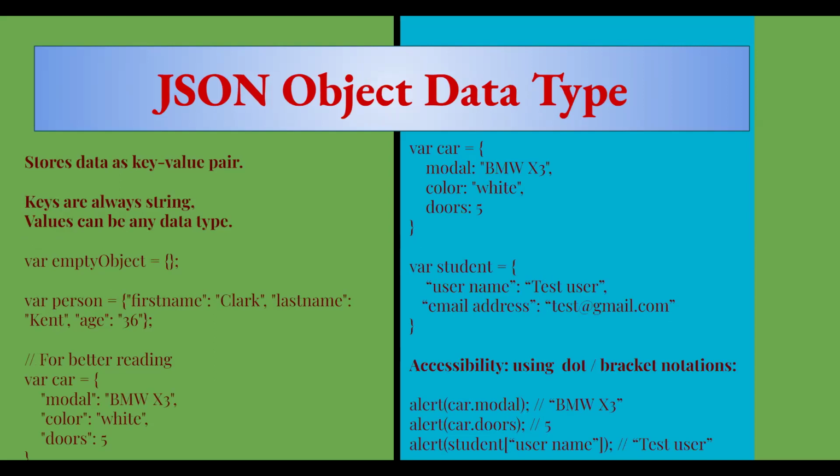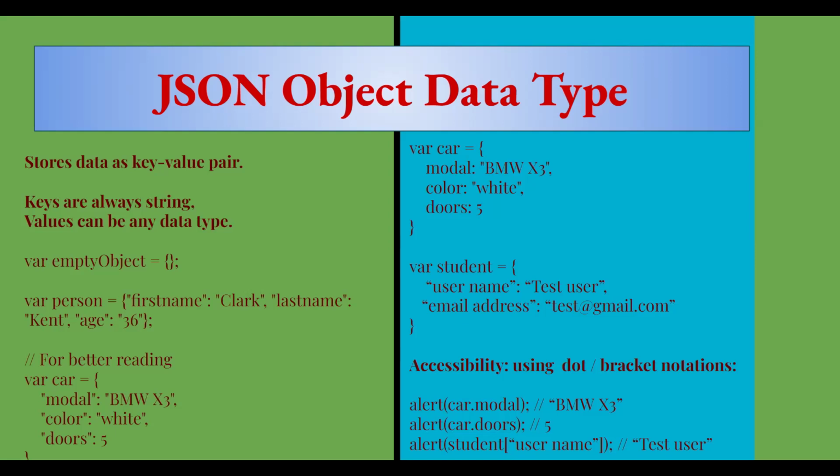Next, we have JSON object. The full form of JSON is JavaScript Object Notation. The JSON object is a complex data type that allows you to store collections of data. It contains properties defined as key value pairs. A property key or name is always a string, but the value can be any data type like string, number, Boolean, or complex data types like array, function, and other objects.